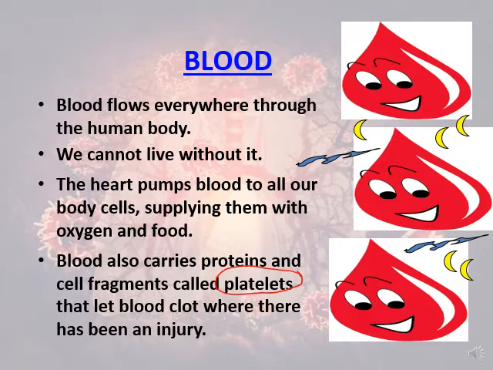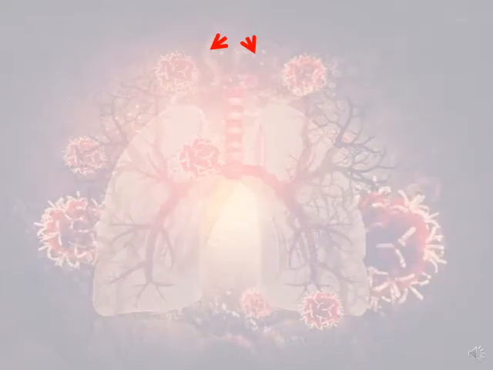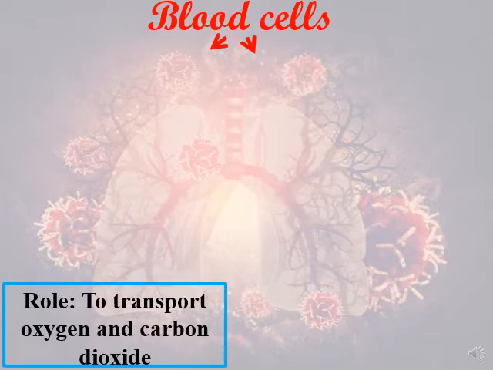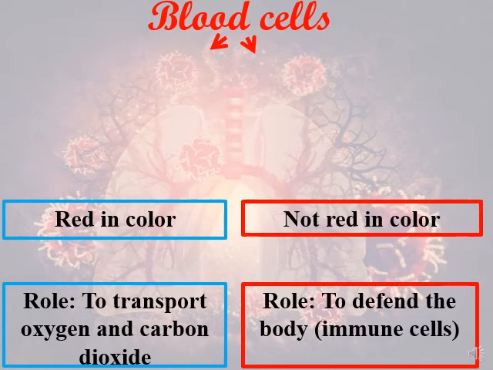So you have to know that blood flows everywhere through the human body. Second, we cannot live without the blood. Third, you have to know that the heart pumps blood to all our body cells, supplying them with oxygen and food. And also blood carries proteins and cell fragments that are called platelets that let the blood clot whenever we have an injury. Now we're going to differentiate between white blood cells and red blood cells.